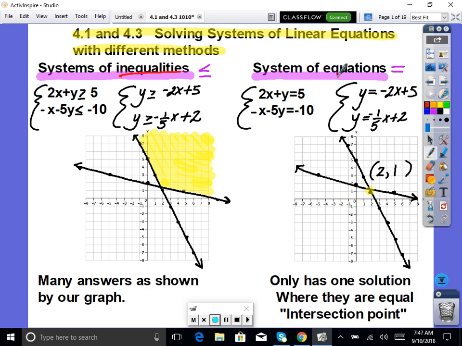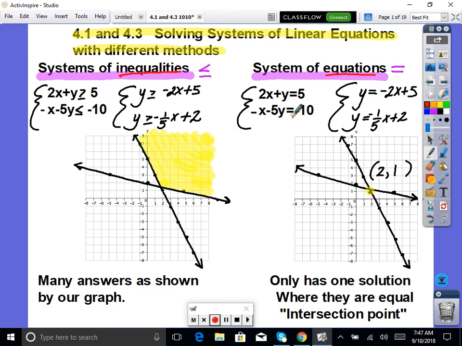So what we're going to be doing today is, instead of a system of inequalities, a system of equations. Instead of an inequality, there's going to be an equal sign here. It actually works almost the exact same way. Notice I got it in y equals mx plus b form, and then I graph it. It's just that this one doesn't have shading, so there's only one solution. It's only where they intersect, only where they're equal.